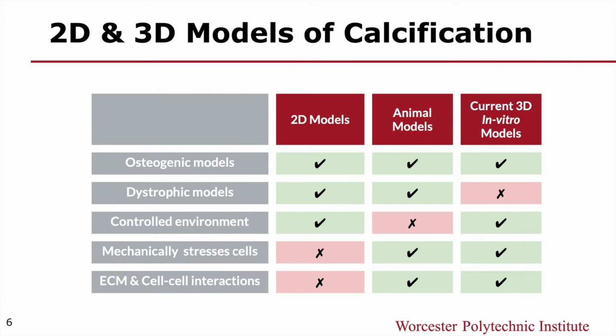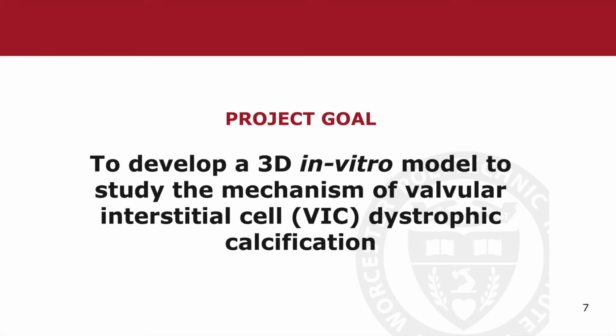There are both osteogenic and dystrophic 2D calcification models. Though there are positives and negatives, we need to use a 3D model since mechanical stress contributes to dystrophic calcification. Animal models, which are 3D, also have their positives, but are complex and not in a controlled environment. Based on this, we are focusing on creating a 3D dystrophic cell culture model, which brings us to our goal, which is to develop a 3D in vitro model to study the mechanism of dystrophic calcification.